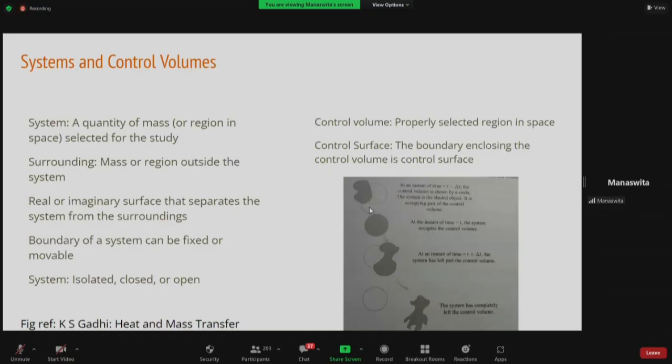So this circle you are seeing here, where I am using my cursor, this is the control volume. System is a defined mass which can move, which is flowing. At some point of time it was somewhere here, then at time t it came and occupied the control volume, and then it has partially left, and at some other time it has completely left and gone out. This is the relationship between system and control volume.